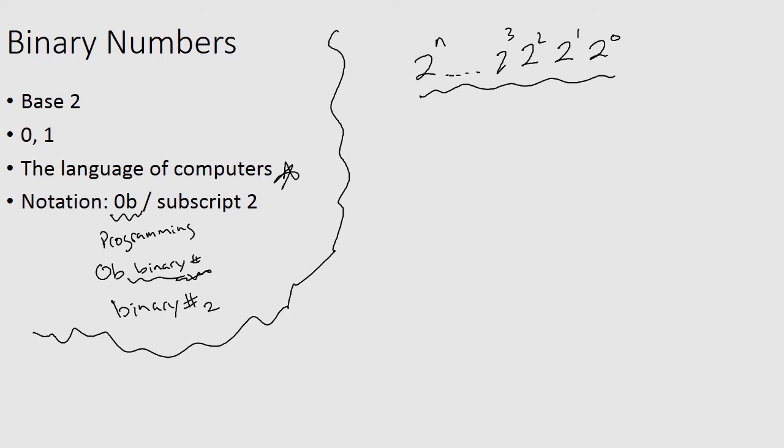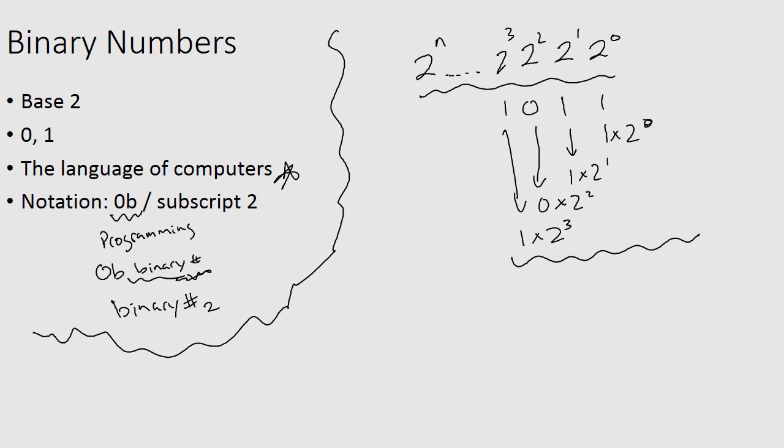And so that means if you had a number, let's say 1011, what that means is you have 1 times 2 to the 0, you have 1 times 2 to the 1, and you have 0 times 2 to the 2, and finally you have 1 times 2 to the 3. And then you can express that equivalently by adding them all together. So you have 1 times 2 to the 3 plus 0 times 2 to the 2 plus 1 times 2 to the 1 plus 1 times 2 to the 0.